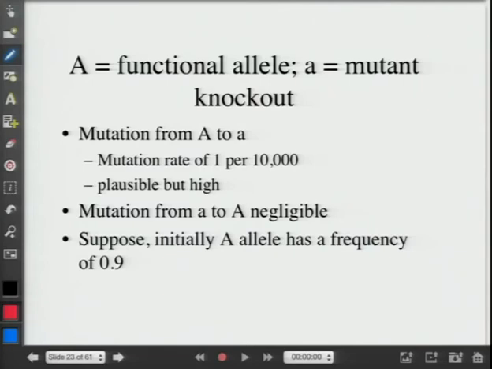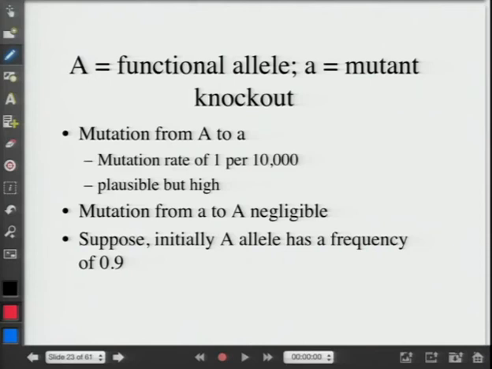You're dead. If the mutation rate from big A to little a is 1 per 10,000, 1 times 10 to the negative 4, which you saw the other day, is on the higher end of estimated per gene mutation rates, but it's certainly a plausible mutation rate. The reverse mutation from little a to big A is, in this example, considered to be 0, because there's lots of ways to knock out an allele and make it non-functional, but to have the reverse change occur is much less likely. You'd have to get rid of a stop codon or have the frameshift mutation disappear in exactly the right way. So here we're just going to suppose it's 0.